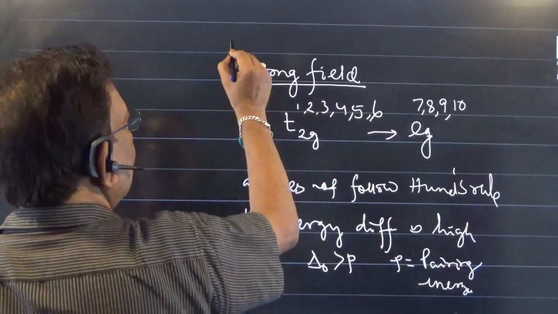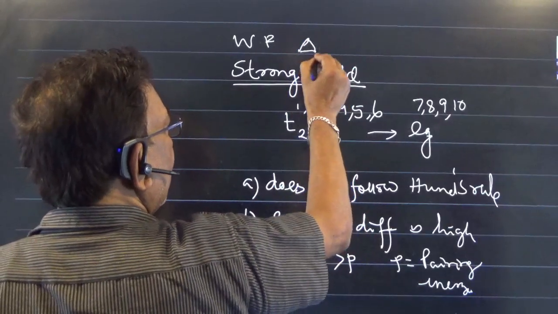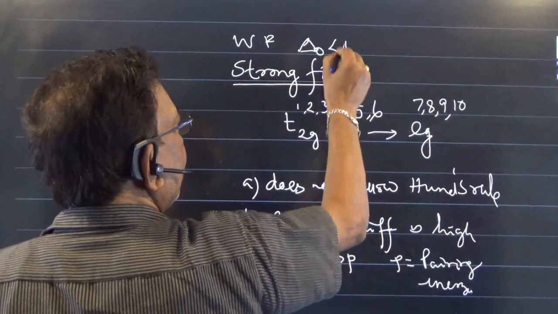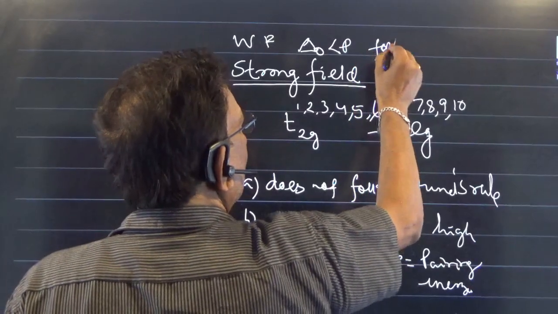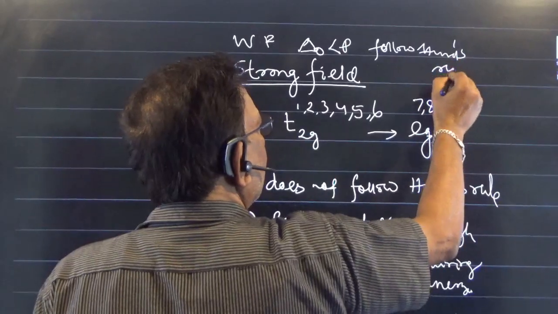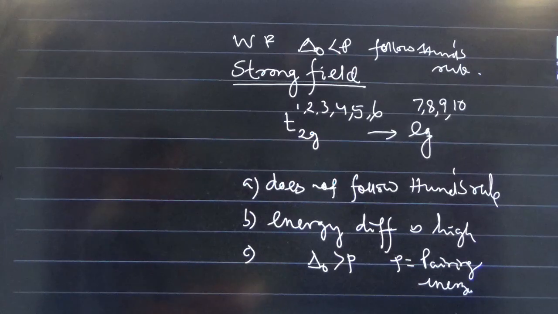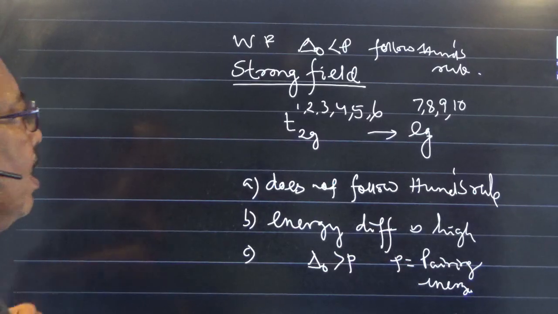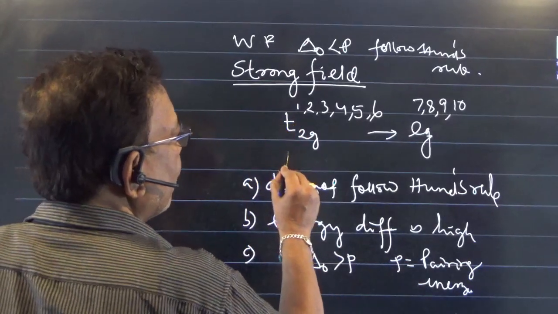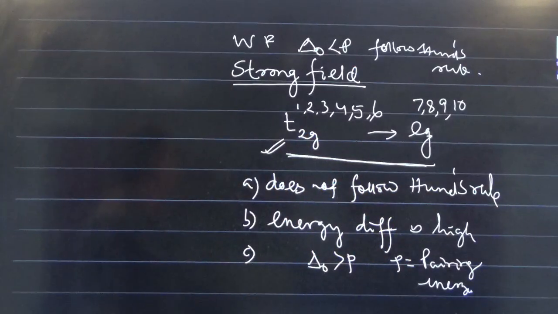For weak field, delta octahedral is less than P. Follow Hund's rule. Please copy it. Then I will come to the calculation. Dear student, this configuration of the strong field is important to remember. If you do not remember it, then that is a problem.